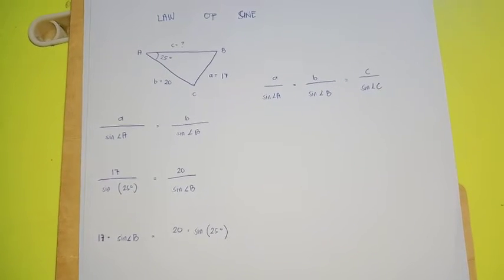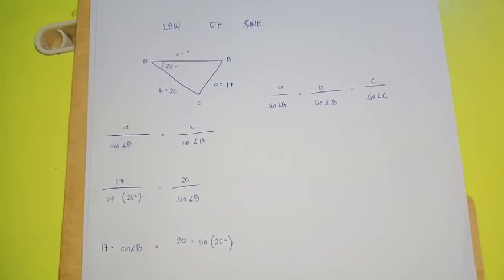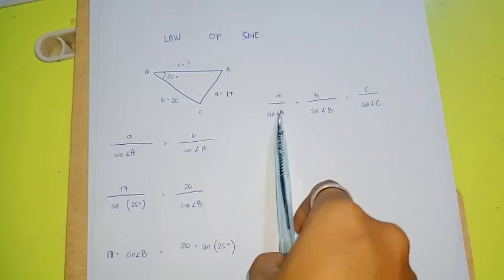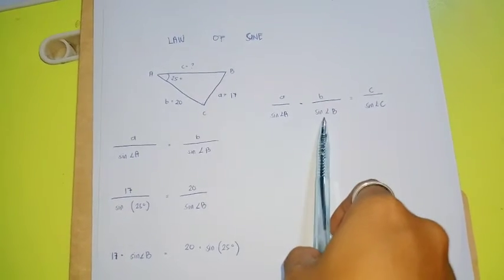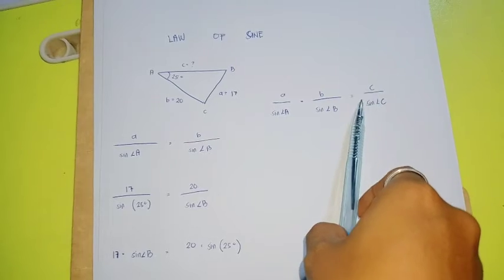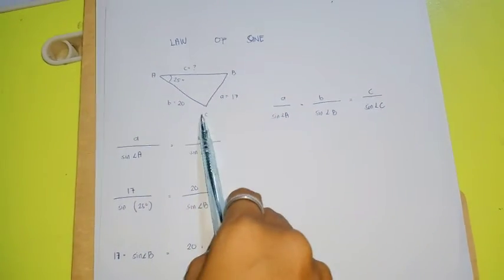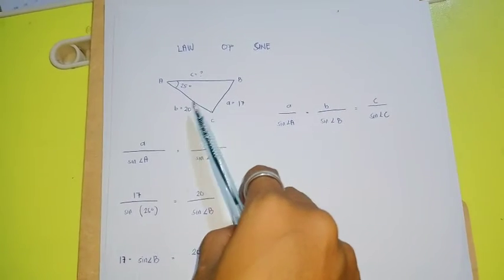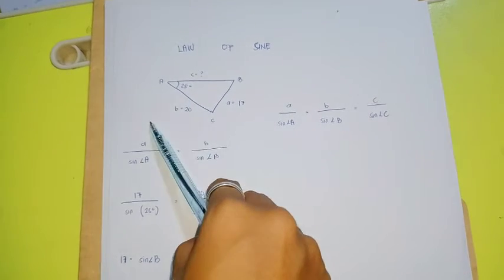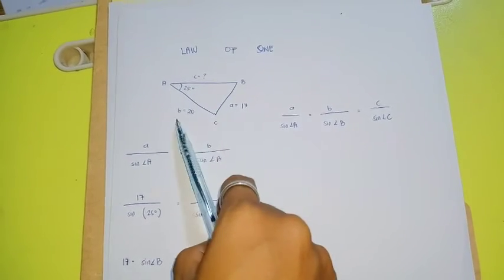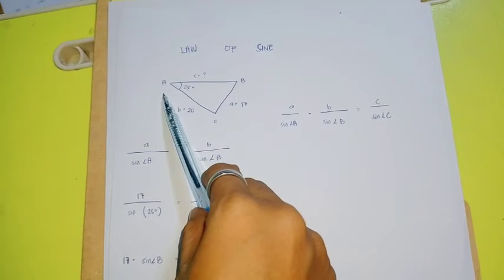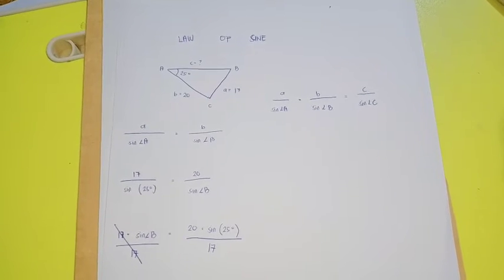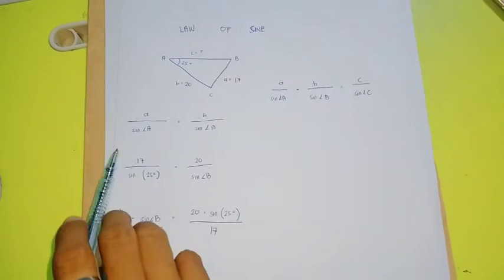So let's start with our example for our non-right triangle. A over sin A is equal to B over sin B is equal to C over sin C. So here is our example. We have two given sides and one given angle. A is equal to 17 and B is equal to 20, and our angle A is equal to 25. So in this case, we're going to use the law of sines.